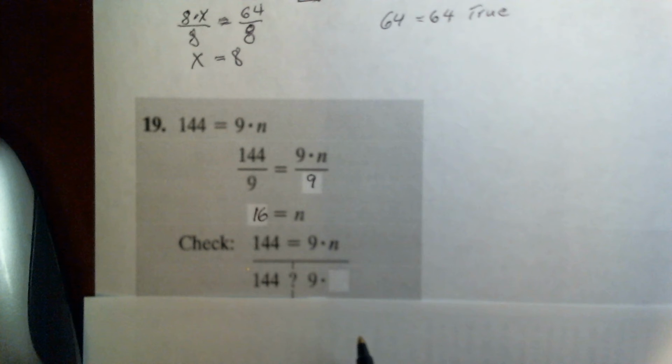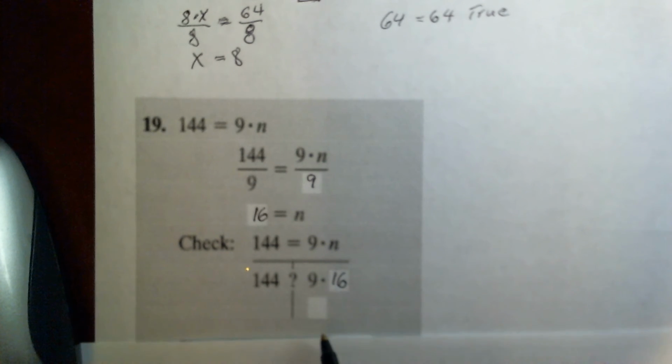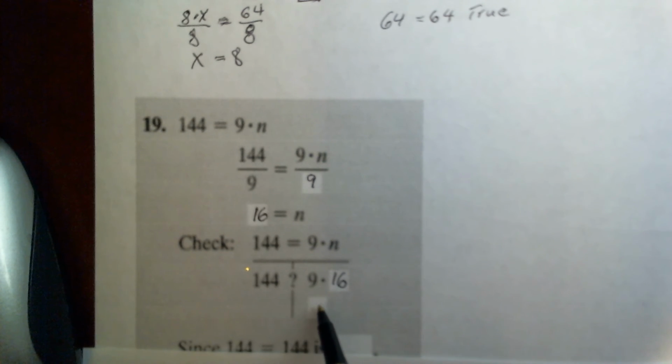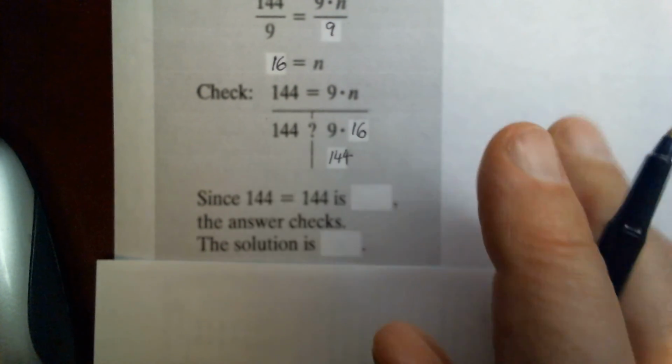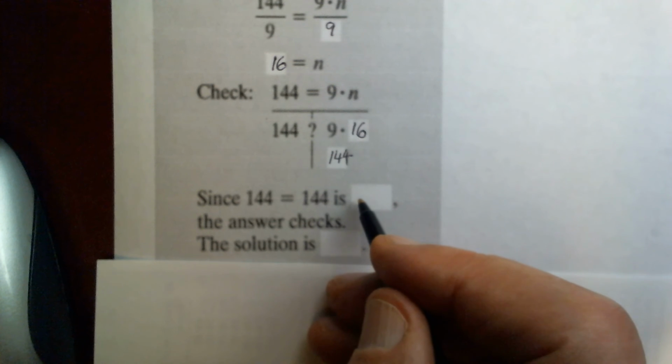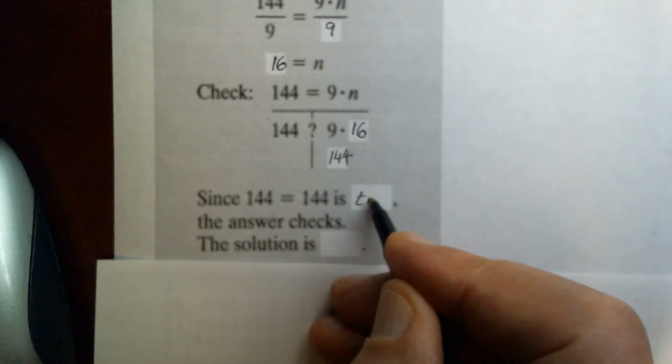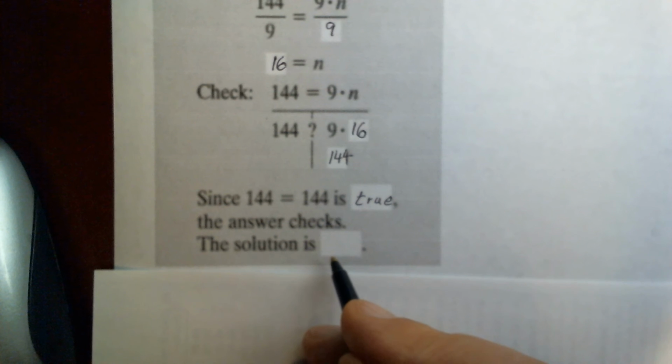And then we check. 144 equals 9 times n, and when we replace n with 16, is 144 equal to 9 times 16? Since 9 times 16 is equal to 144, we conclude that 144 equals 144 is true, the answer checks, and the solution is 16.